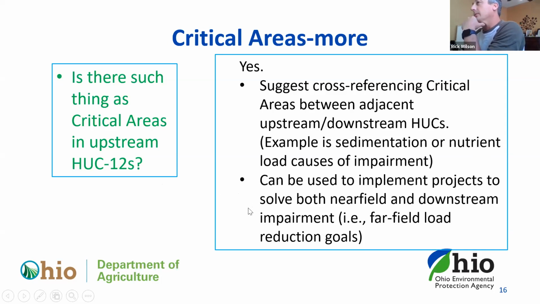Also, when you're looking at downstream, far field type of loading is definitely in play. So one thing that Domestic Action Plan 2.0 does is it provides some baseline loads for phosphorus by the HUC 12 level, and then that can be used as a basis to make incremental progress toward reducing that annual load.